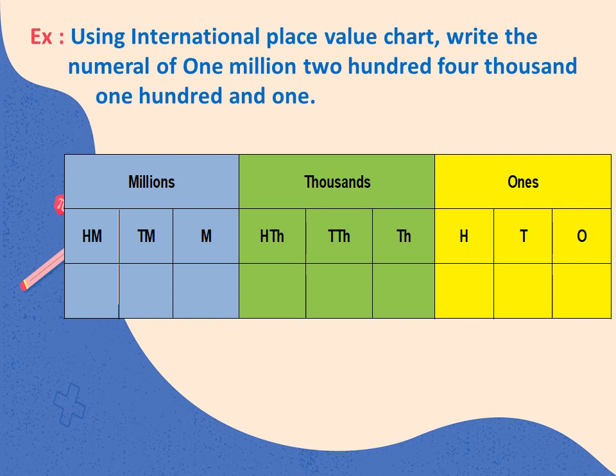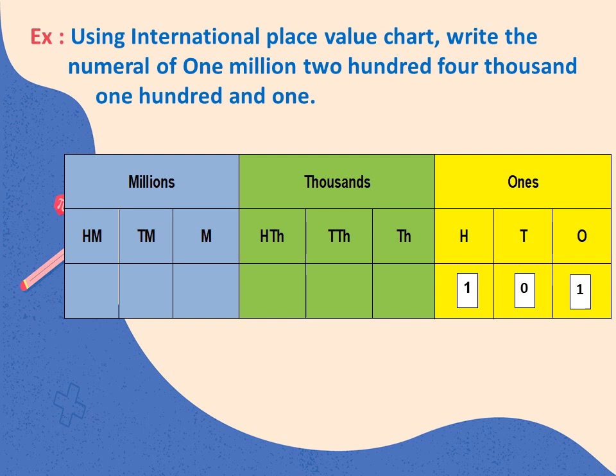So how to enter this 101 in the ones period? 101. In the ones place 1 will come. They did not mention anything about what comes in the tens place, so we need to enter that place with 0. In the hundreds place 1 comes. This is 101. That is, 101 comes in the ones period.